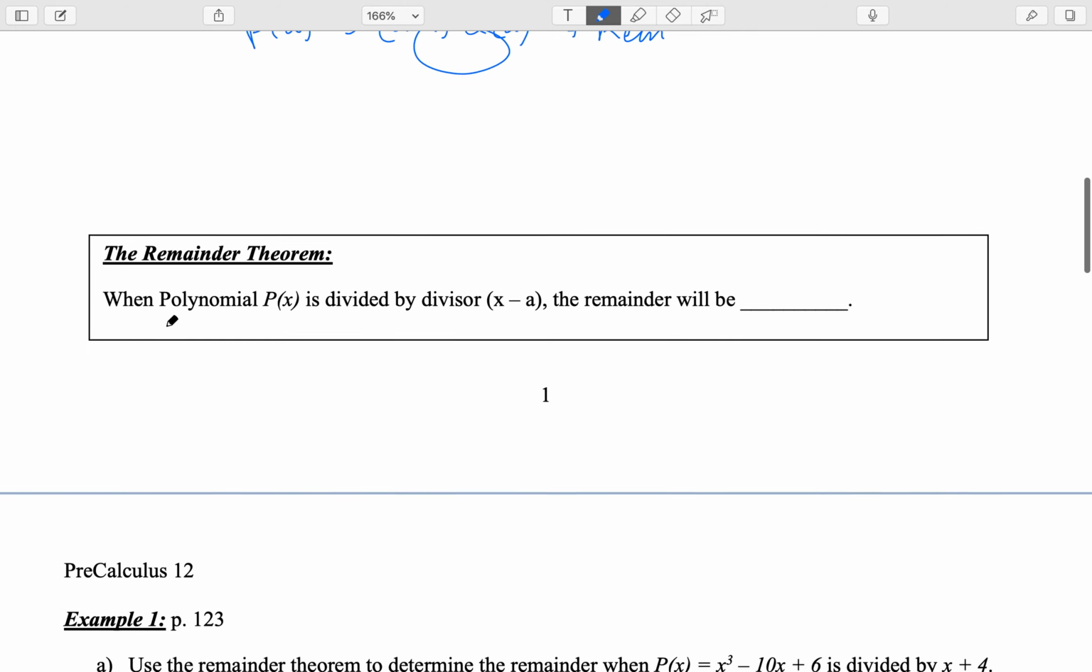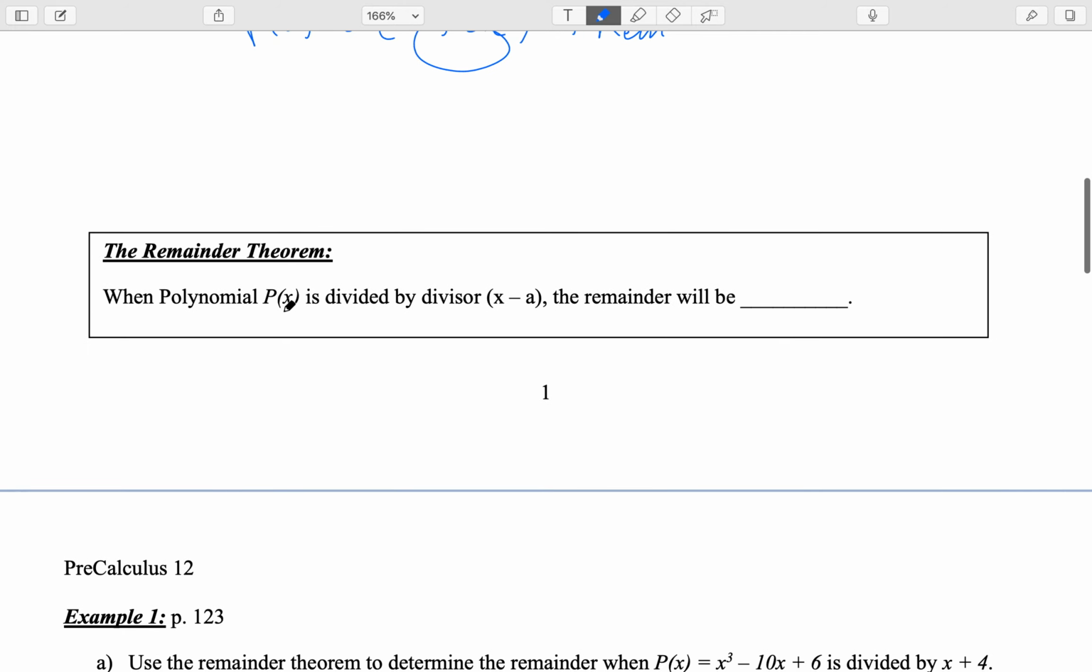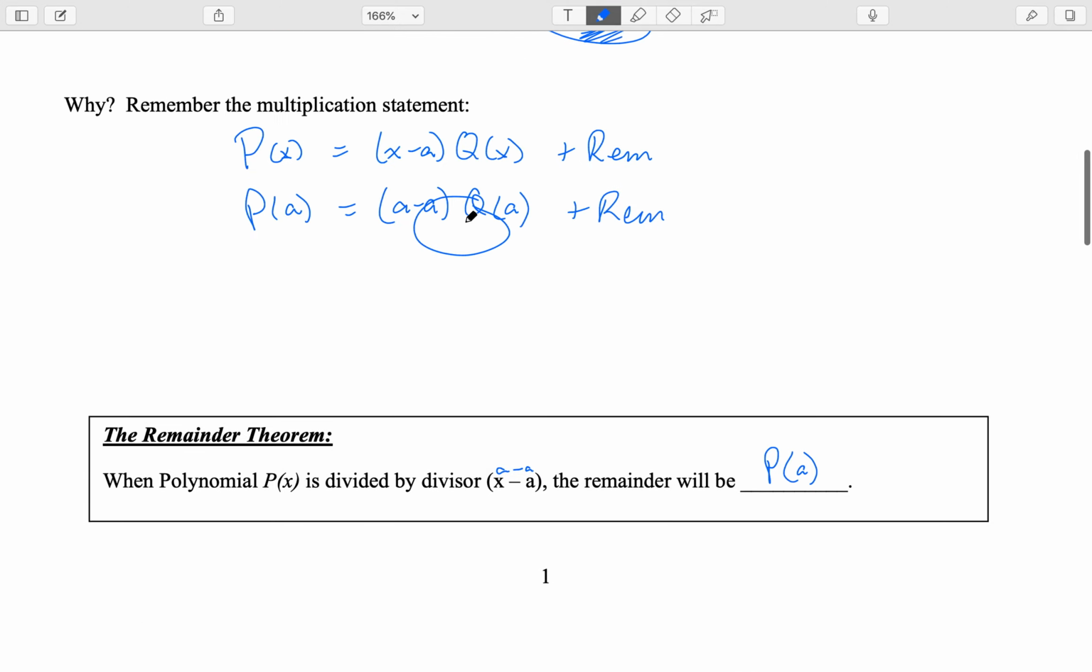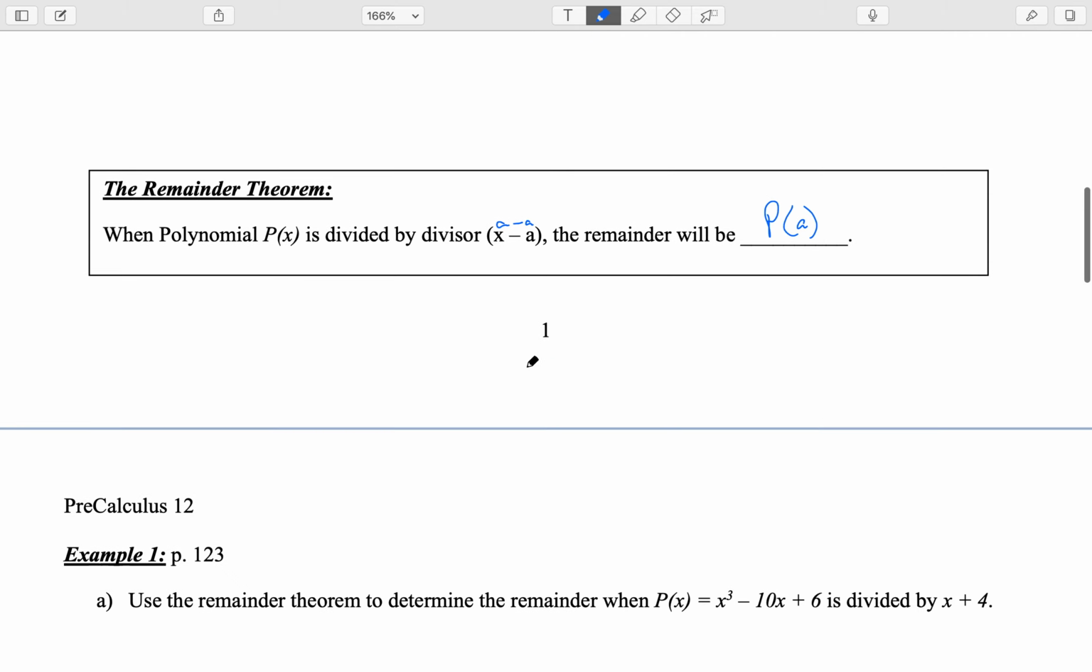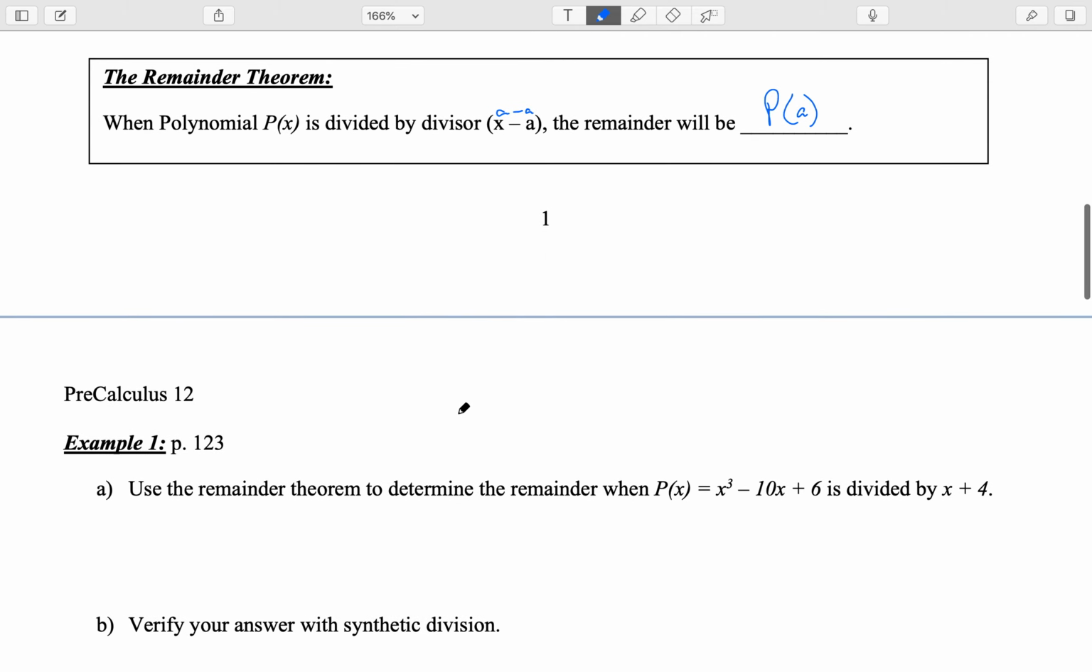This is called the remainder theorem. So if the polynomial p of x is being divided by the divisor x minus a, then the remainder will be p of a. It's the opposite number because that way I get a minus a, which gives me 0. And when that becomes 0, this all disappears. I'm just left with the remainder. Fantastic. So that's the remainder theorem.